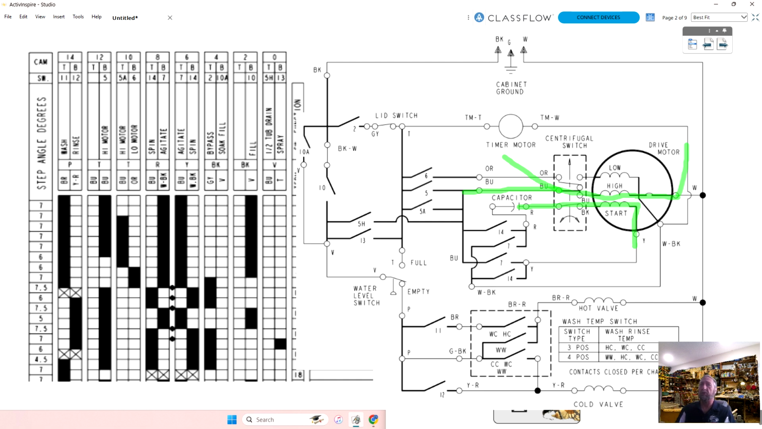Now, what two colors bring power to the start winding? Red and yellow. Knowing it by looking at this diagram, that is where you're going to put your meter if you wanted to test this washer for not spinning.